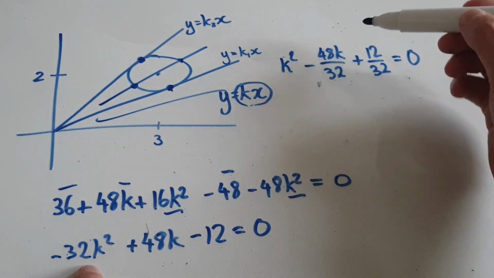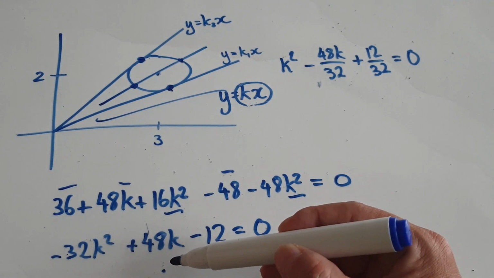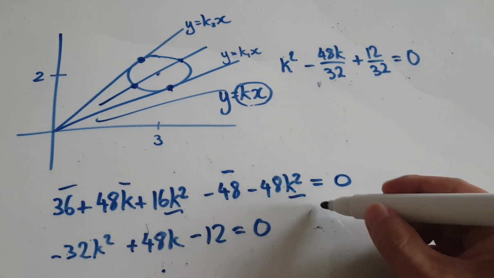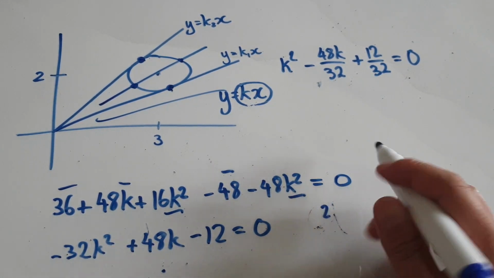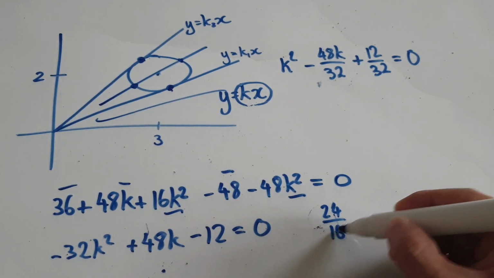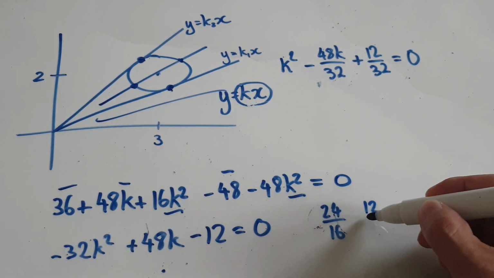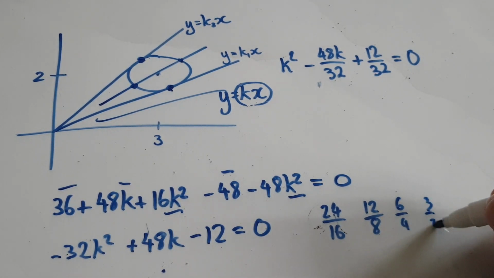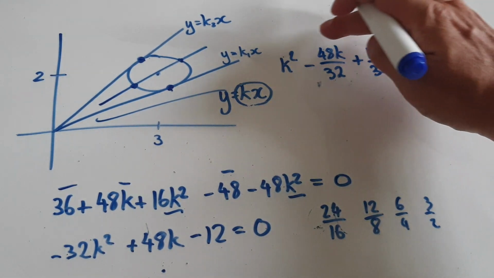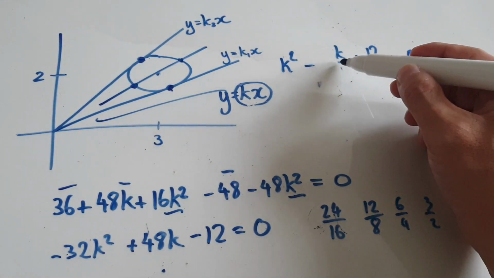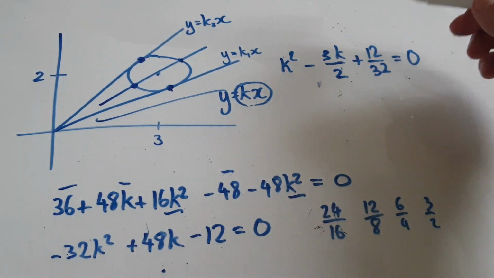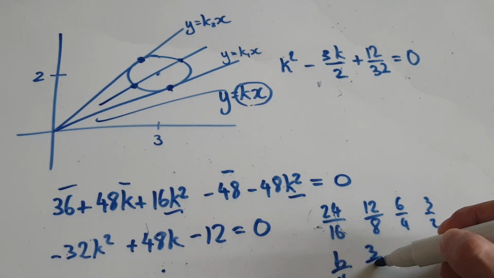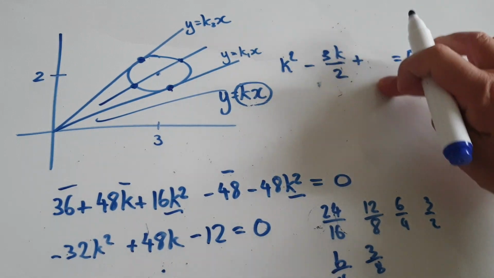Let's tidy this up. 48, divide top and bottom by 2, that will be 24 over 16, divide top and bottom by 2 again, 12 over 8, divide top and bottom, 6 over 4, 3 over 2. This thing here is actually 3 over 2. This thing here would be 6 over 16, 3 over 8.